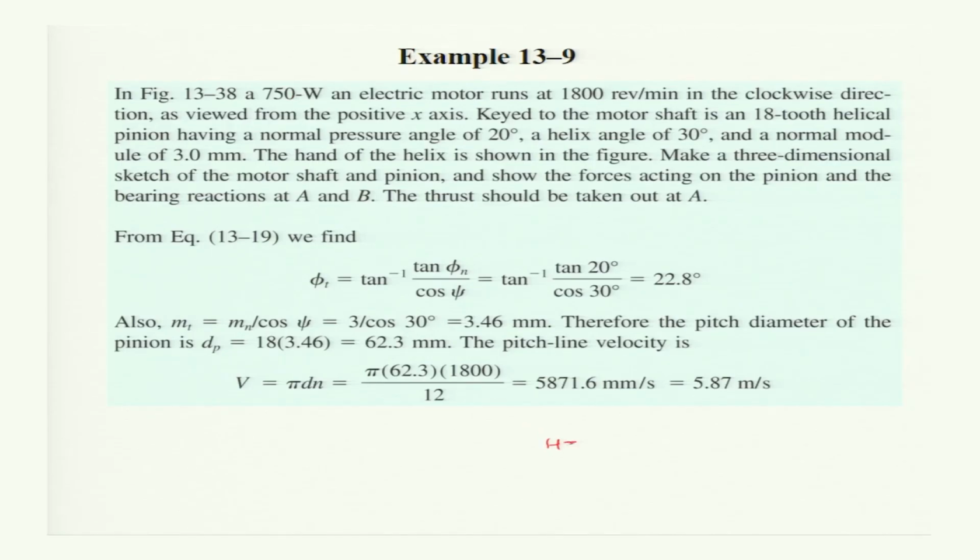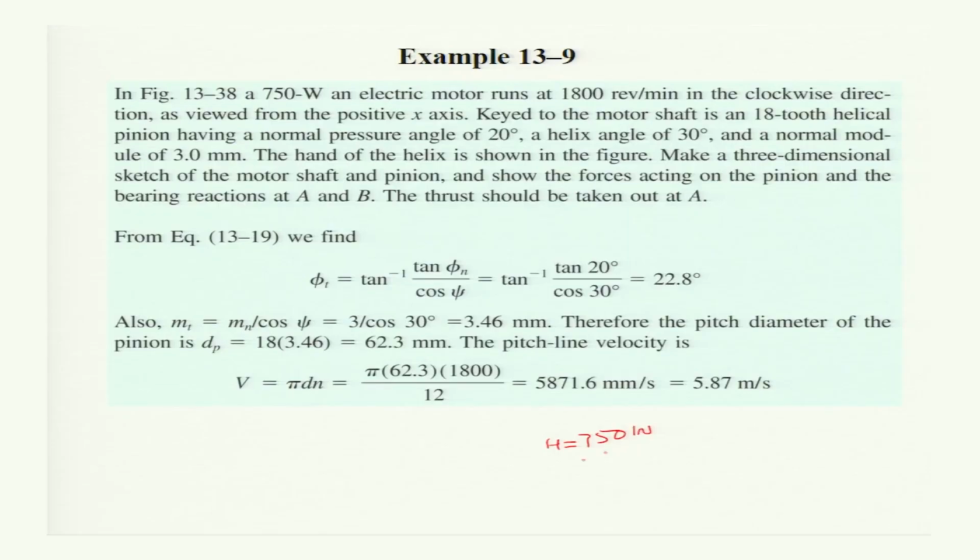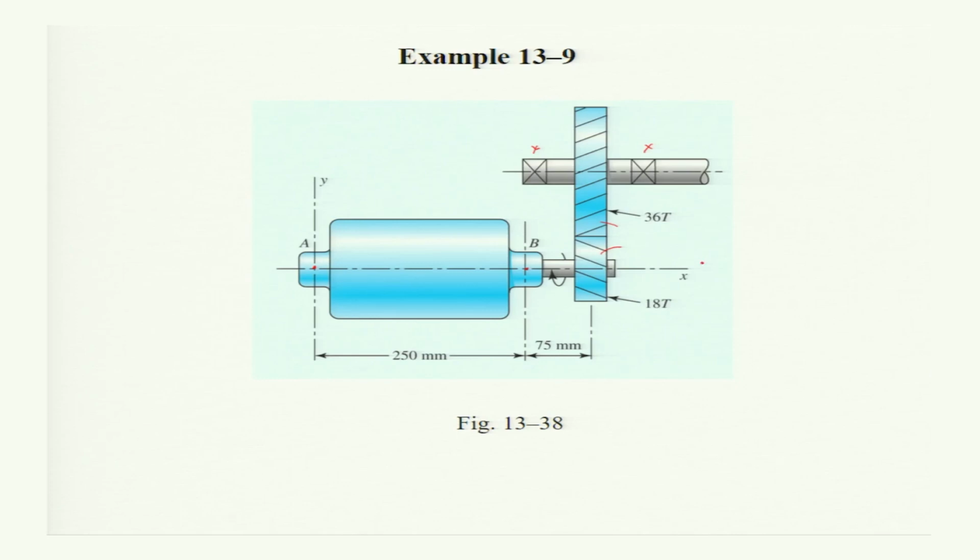So, H is 750 watt. An electric motor runs at 1800 RPM, and that will be the RPM of the pinion, because the pinion is mounted on the motor. So, the RPM of the pinion is 1800 RPM. It is rotating in a clockwise direction as viewed from the positive x-axis, which is shown by this arrow.